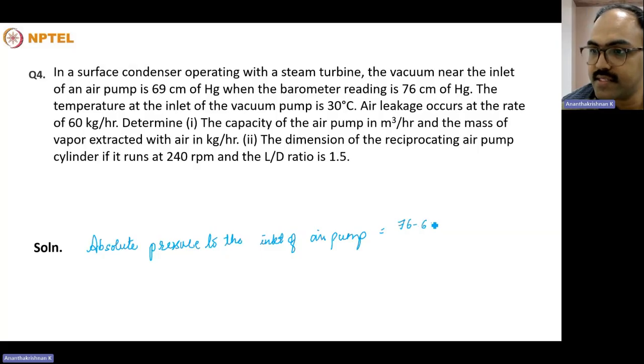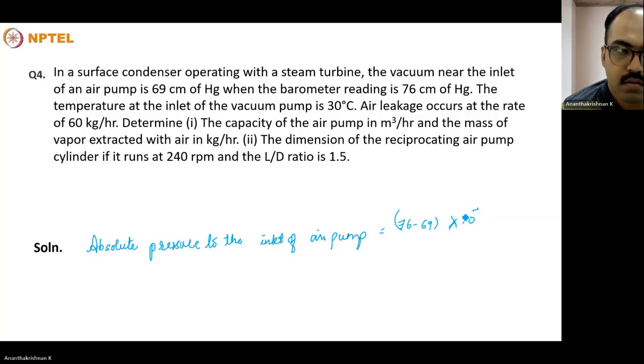So 76 minus 69 is 7 centimeter. So in order to get the absolute pressure, we have to use rho g h, rho of the mercury into g 9.81 into the h, that is this term. So it's 76 minus 69.